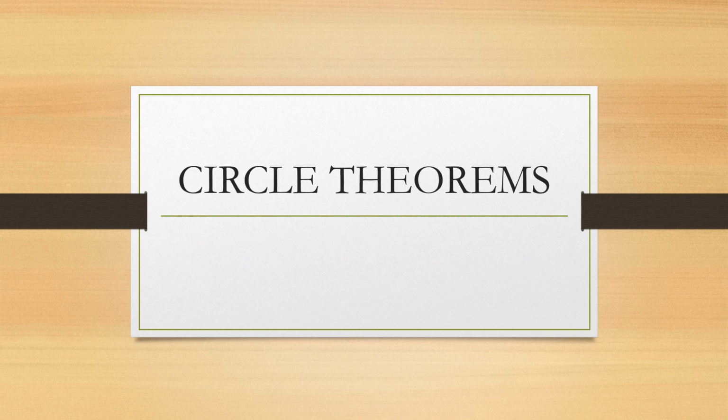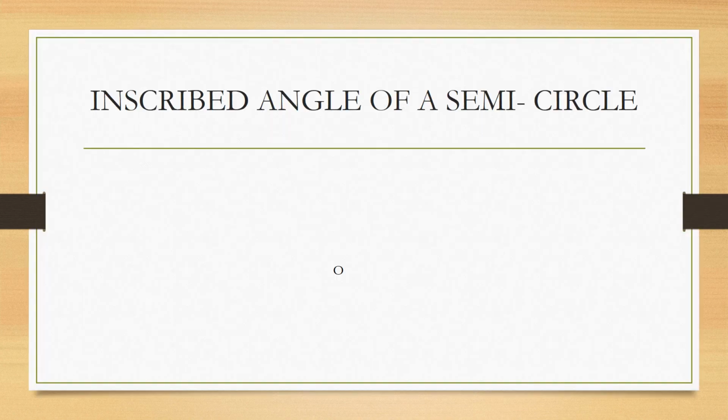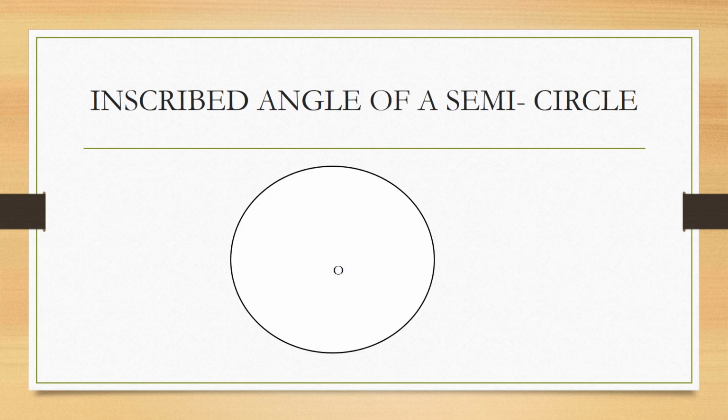Today's lesson is a continuation of our circle theorems, so we'll go on with circle theorems. Let's go. We look at the inscribed angle of a semicircle. I have a circle here divided into two equal parts. If you divide a circle into two equal parts, you have semicircles, okay?